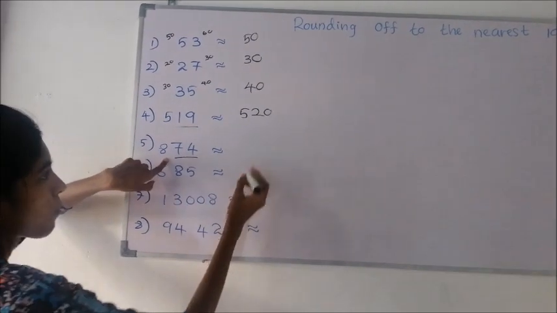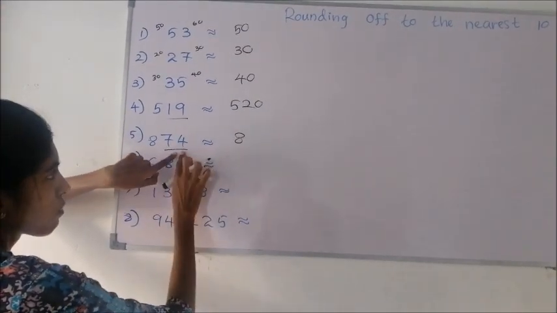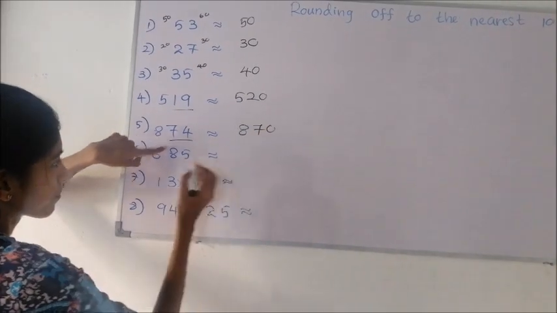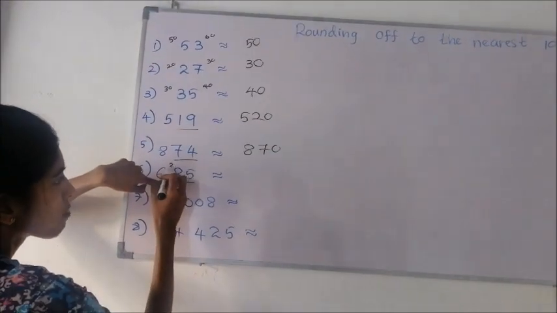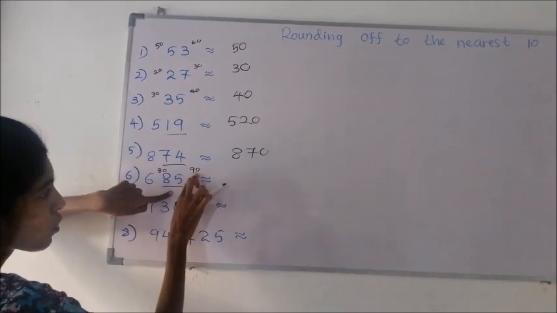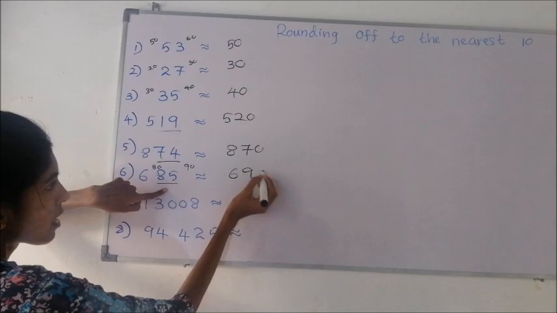Next 74, 800. 74 is very close not to 80 but to 70. When we consider 85, in between 80 and 90, 85 is there, but this is the middle number, so it should go to 90, 690.